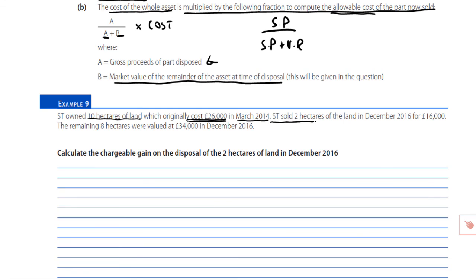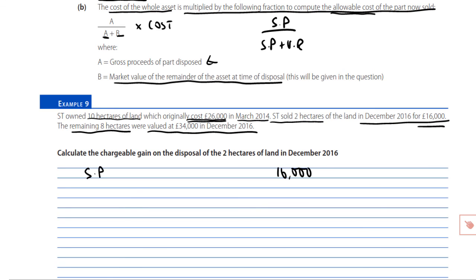But then ST sold 2 hectares in December 2016 for £16,000. The remaining 8 hectares, here's your value remaining, were valued at £34,000 in December 2016. Right, the gains calculation. Do we know how much these 2 hectares were sold for? Of course we do. Sold the 2 hectares for £16,000. So the sales proceeds, £16,000.